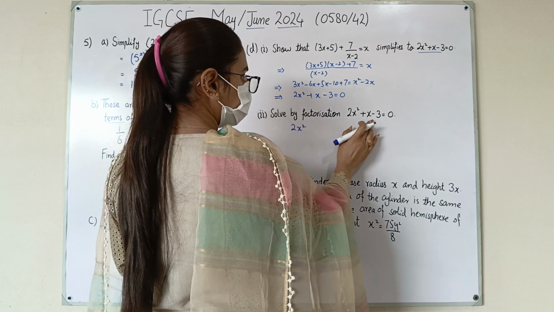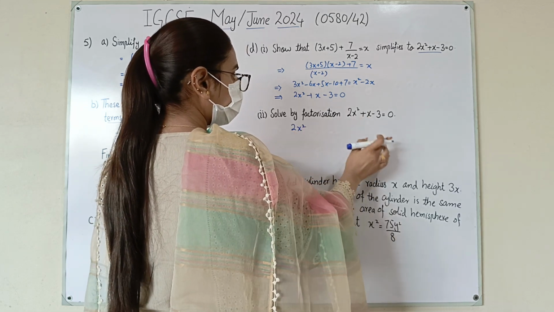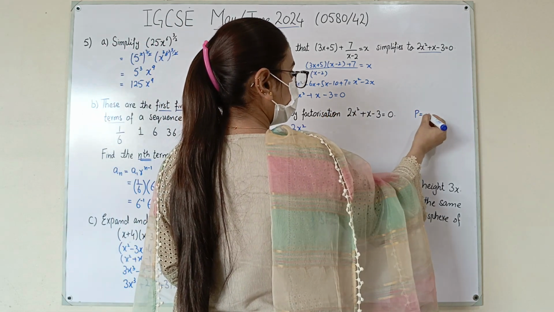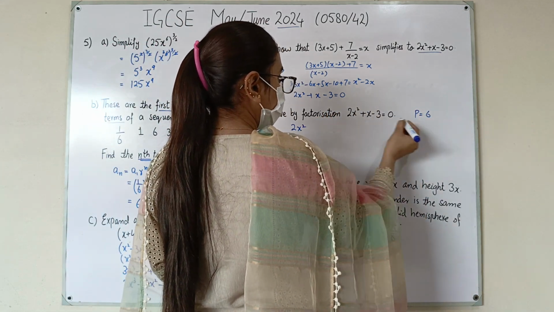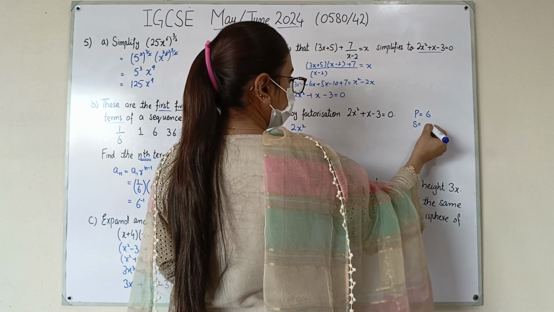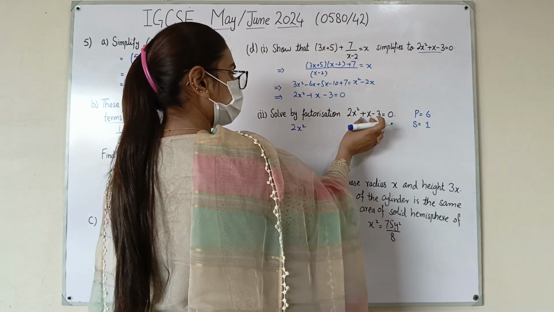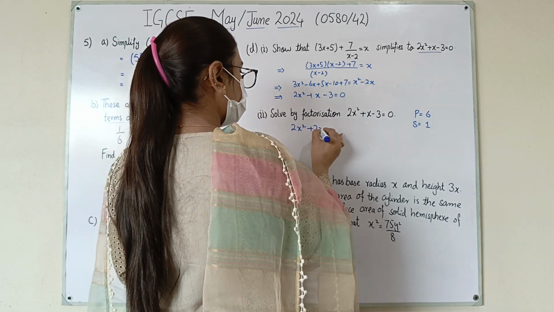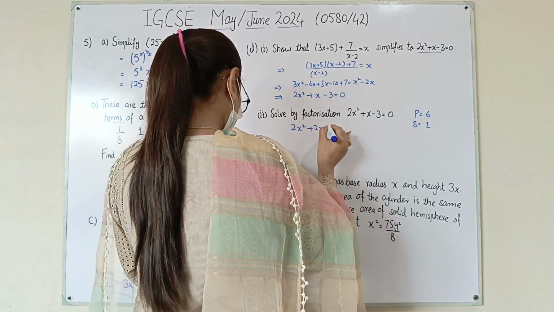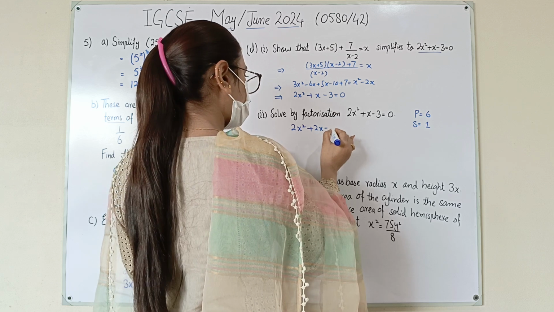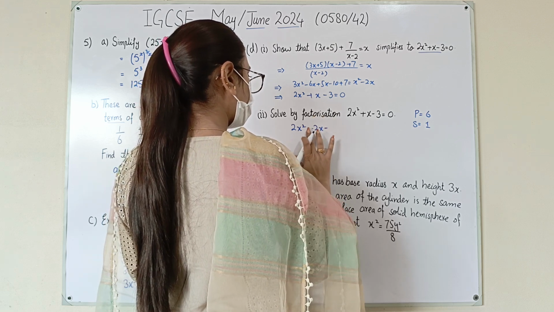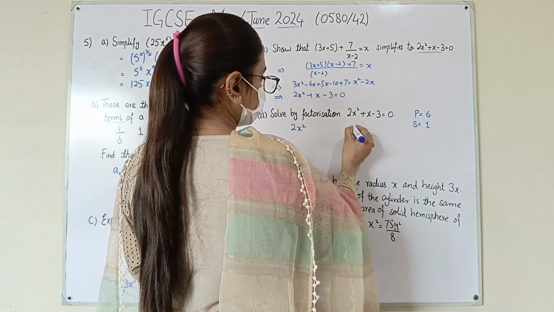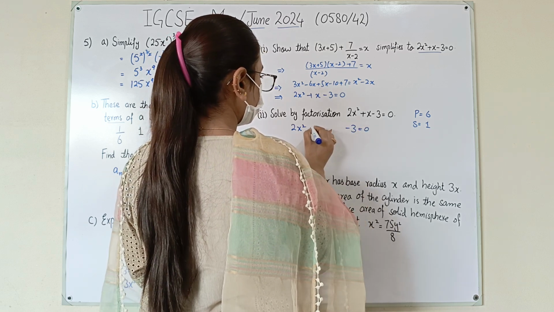I have to separate this middle term in order to get the 6. What I have to get is the product as 6 and the sum as plus 1. So I will separate this middle term as plus 2, and this can be factorized as minus 3 equals 0.